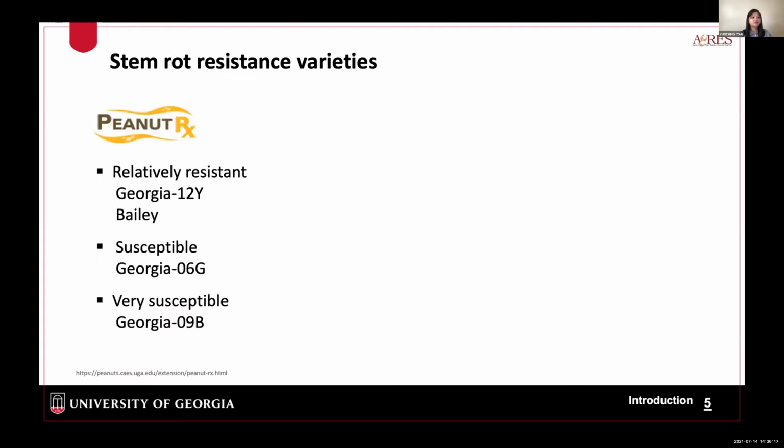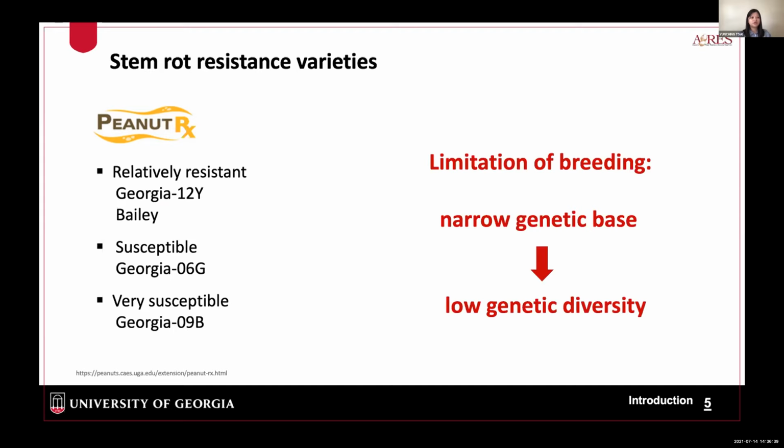So far, we don't have many resistant cultivars. Commercial cultivars show moderate to low resistance. Based on the Peanut Rx here, the runner type peanut Georgia 12Y and the Virginia type Bailey are relatively resistant to stem rot. In contrast, Georgia 06G and Georgia 09B are susceptible to the disease. However, it's really hard to do resistance breeding with a narrow genetic base in peanut. Narrow genetic base means low genetic variation, so researchers don't have much genetic source to breed with.